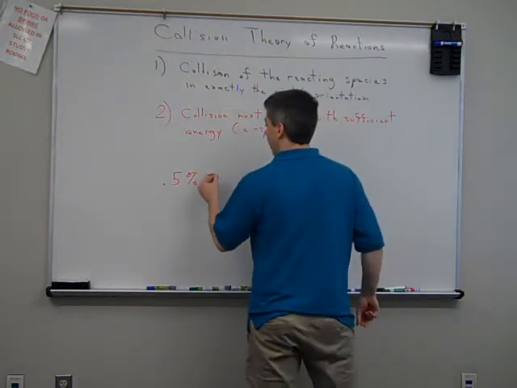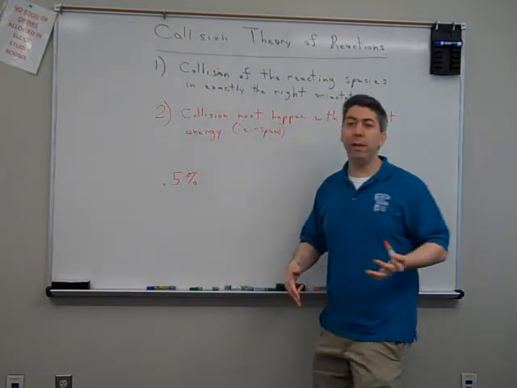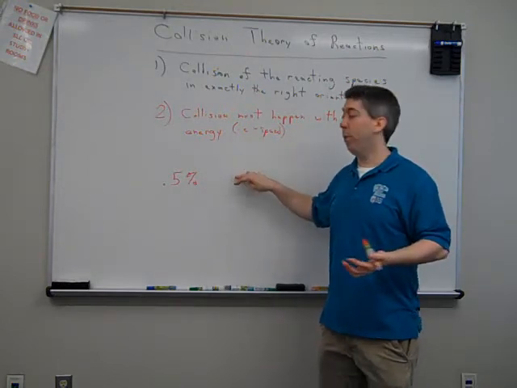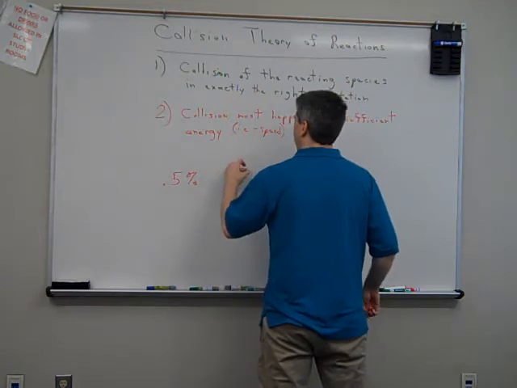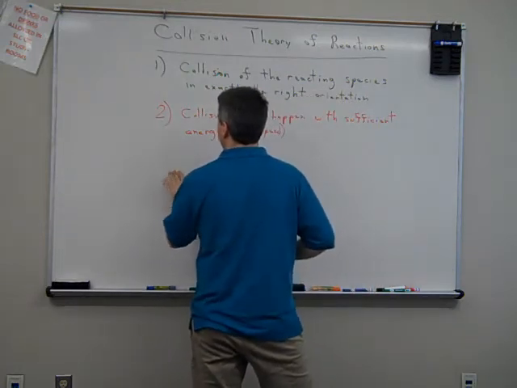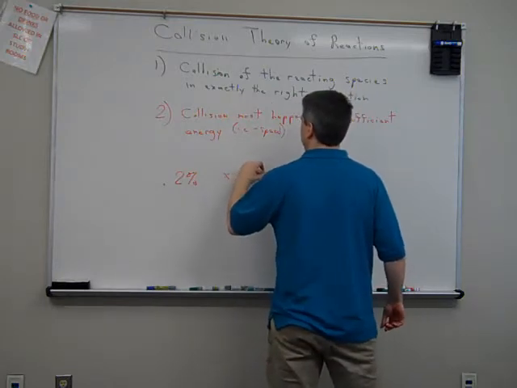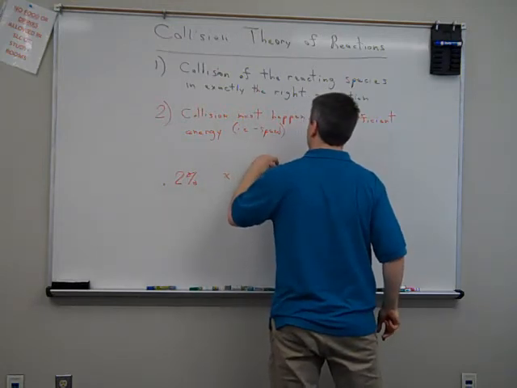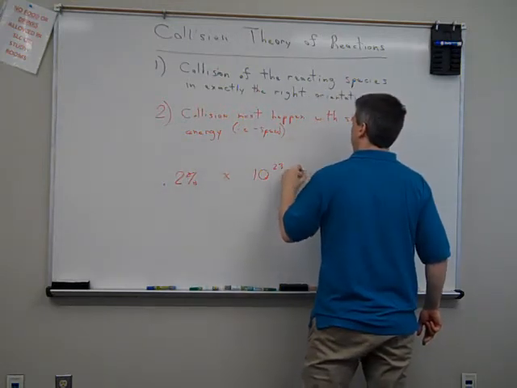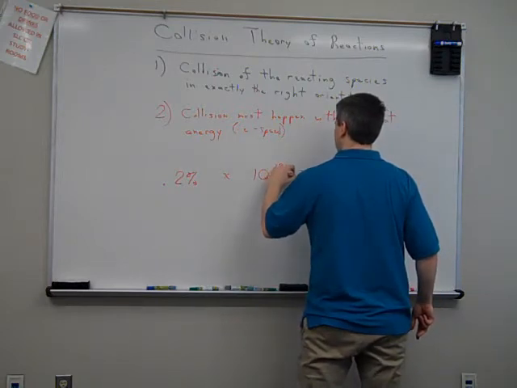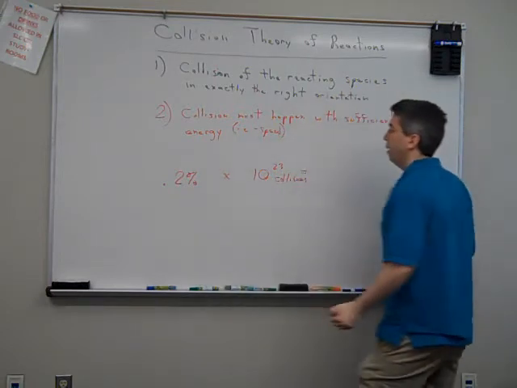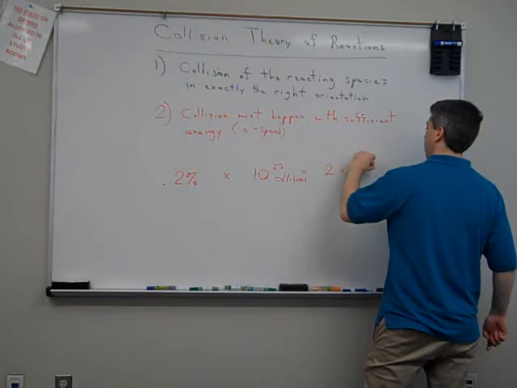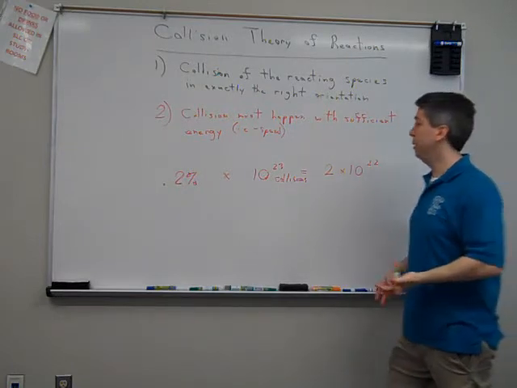So let's say it was initially 0.2%, and I'm just making up this random number, times, we'll say, 10 to the 23rd. 0.2% times 10 to the 23rd collisions, that's going to give you a certain amount. It's going to give you 2 times 10 to the 20th successful chemical reactions.